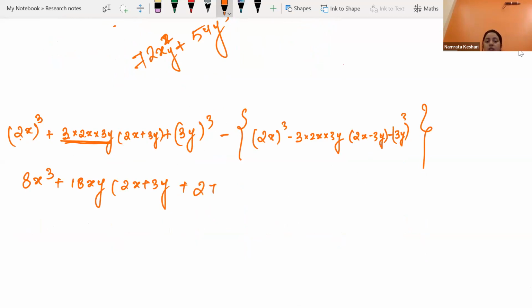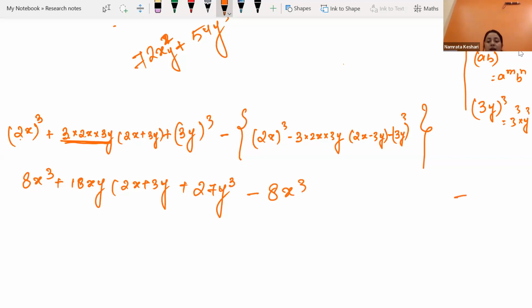So 27, 3 cube also we are doing and y cube also we are doing, because in the law of exponents chapter, we have learned that if ab to the power m is there, then a will also take the power and b will also take the power. Similarly, if 3y to the power cube is there, 3 will also take the power and y will also take the power. From there we got 27y cube. Here also we will be having minus 8x cube. Here also we will be having plus 27y cube.